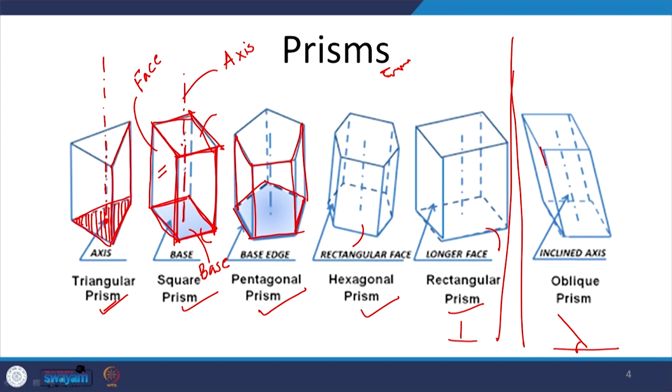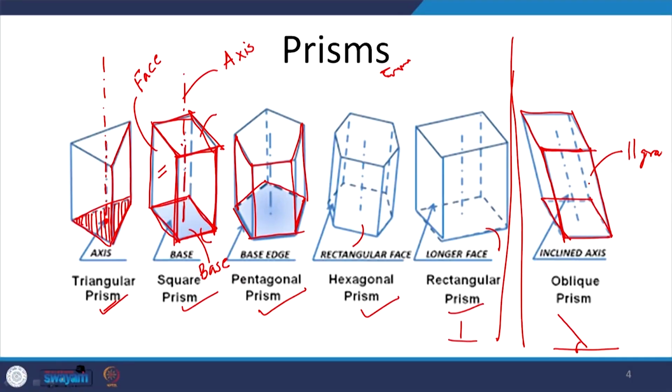However, the top and bottom will remain the square or whatever the base shape is, and each of the faces, instead of becoming a rectangle, will become a parallelogram. So, what will we have? The faces will not remain rectangular anymore, they will turn to parallelograms. So, that is what we are going to get here. This is the broad category of prism.